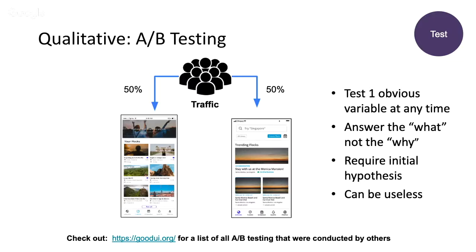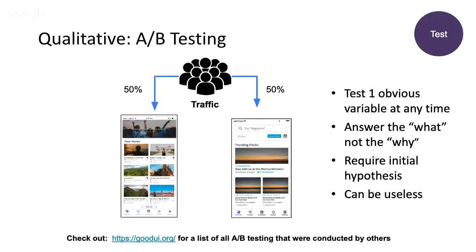And you need to make sure that when you're testing, you test one obvious variable at any time, like what I've mentioned earlier. If you want to test the font, make sure that the difference is only the font. If you want to test the color, make sure that the difference is only the color. Don't mix them up because it's very difficult to find out what went wrong and what went right.